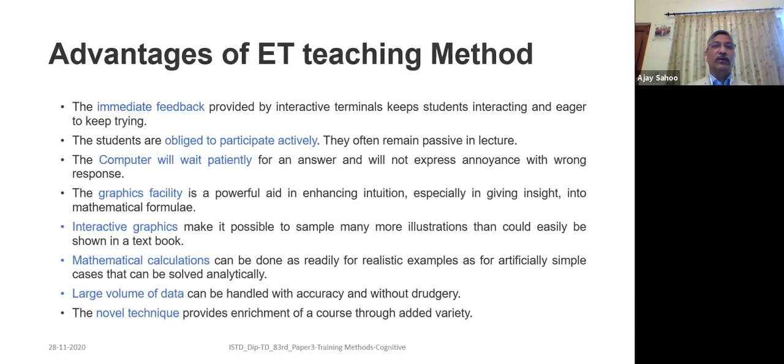All right. So what are the advantages? Advantages are immediate feedback. When you take the electronic training mode, the feedback is immediate. Students are obliged to participate actively in the training process. Sometimes when we talk about programmed instruction, which is actually instructions in sequences, there could be, say, 5 or 6 modules. Unless you have cleared one module, you cannot move on to the second module. So you have to necessarily participate actively in the learning process.